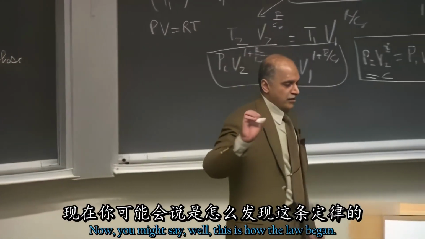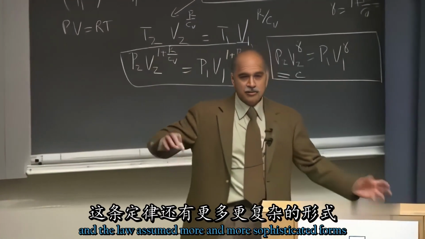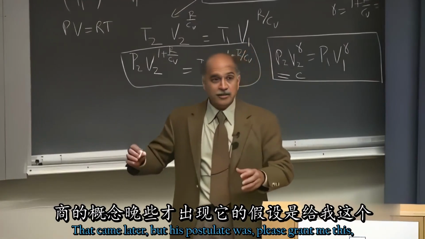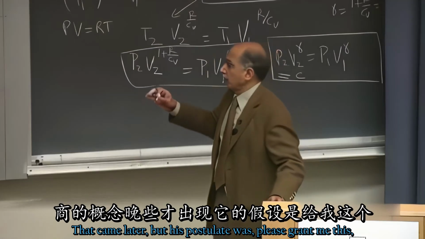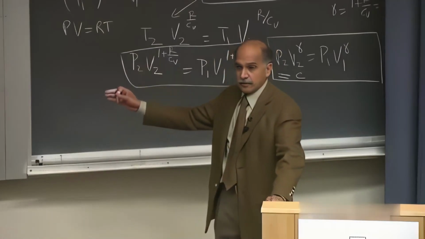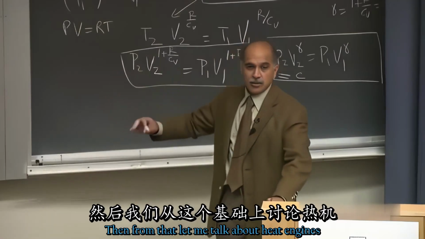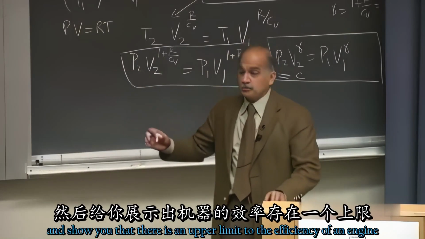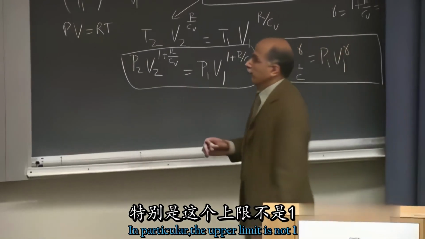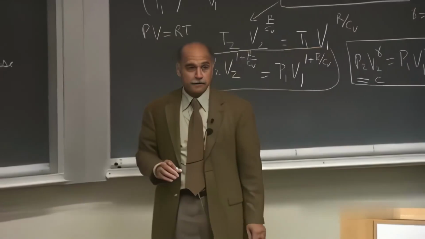Now you might say, well, this is how the law began. The law assumed more and more sophisticated forms. So Carnot was not thinking entropy. That came later. But his postulate was, please grant me this, which seems to be a fact in nature. Then from that, let me talk about heat engines and show you that there is an upper limit to the efficiency of an engine. In particular, the upper limit is not 1.